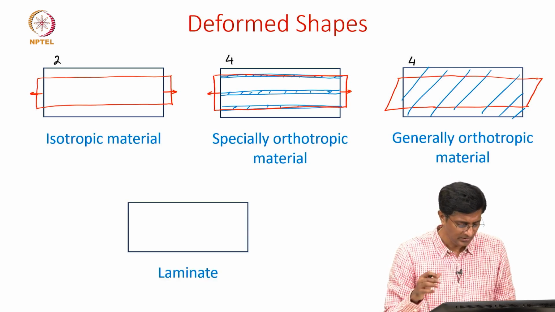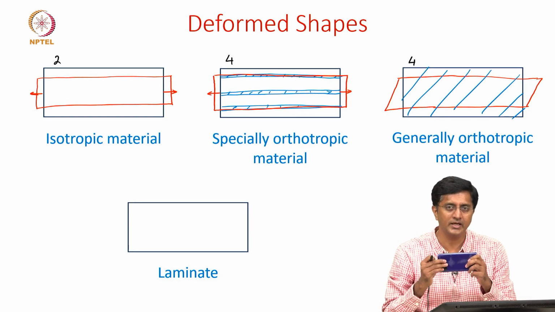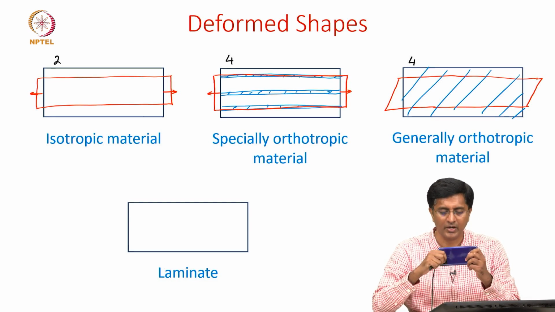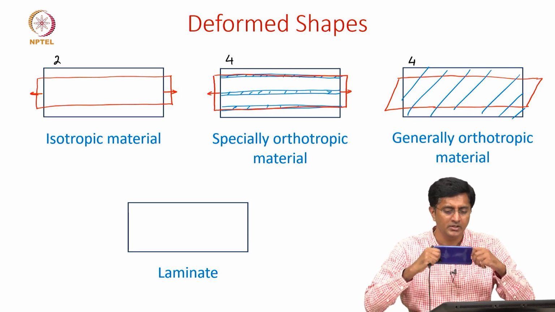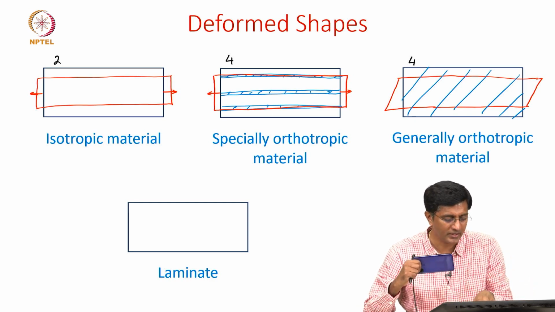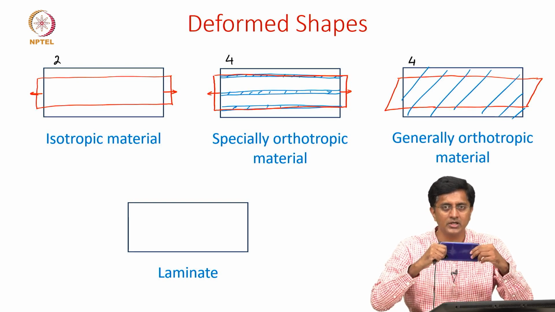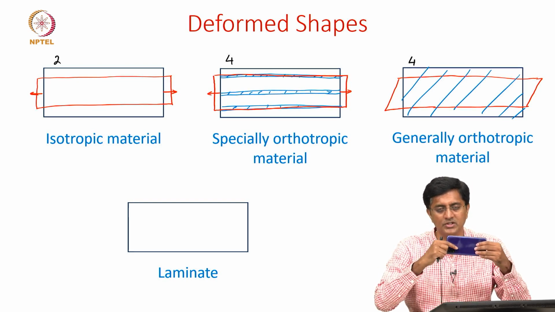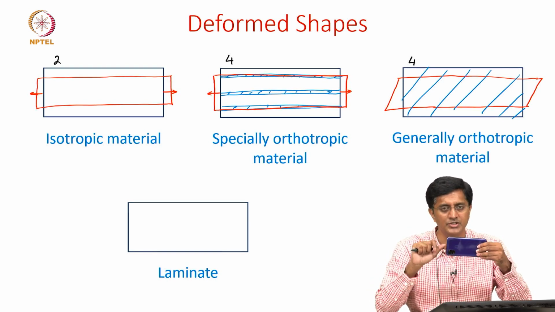So let's say now we have a laminate, and we are applying a uniaxial load. So what do we expect? Since we have already looked at generally orthotropic, now we can expect that in addition to the normal strains, which is strain along the loading direction and in the lateral direction, it will also have shear.